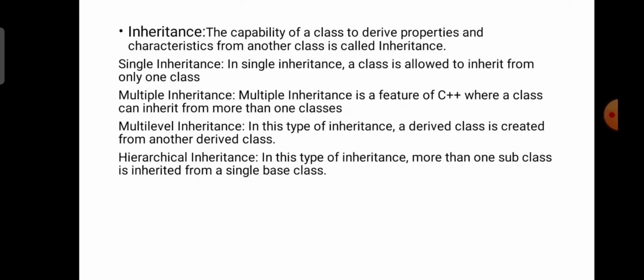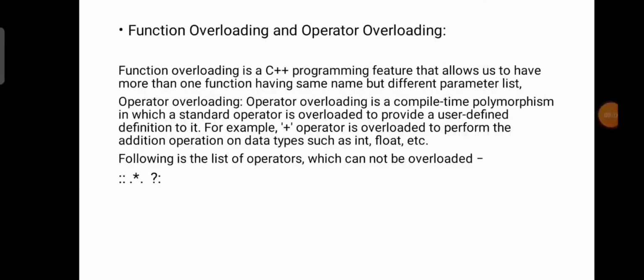Talk about multi-level inheritance. In this type of inheritance, a derived class is created from another derived class. If we take an example like grandfather, then father, then son, it means the son has the properties of father and grandfather. Talking about hierarchical inheritance, in this type of inheritance, more than one subclass is inherited from a single base class.